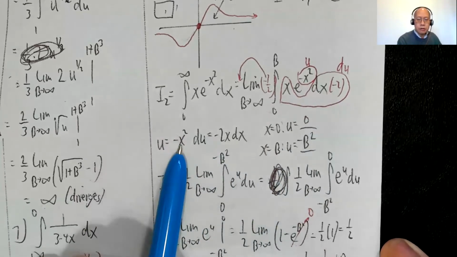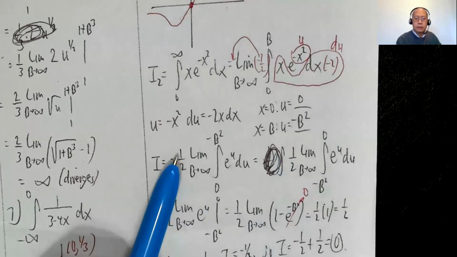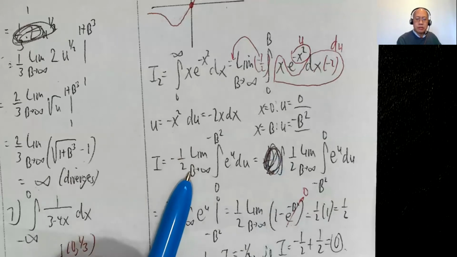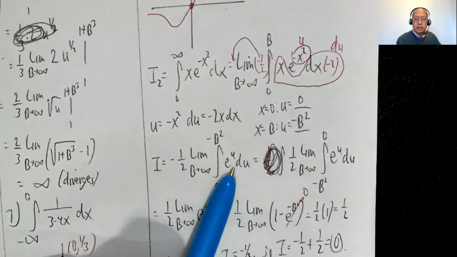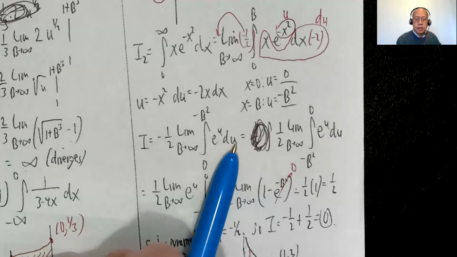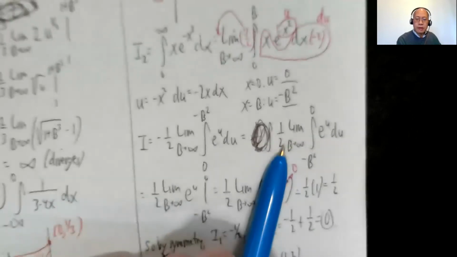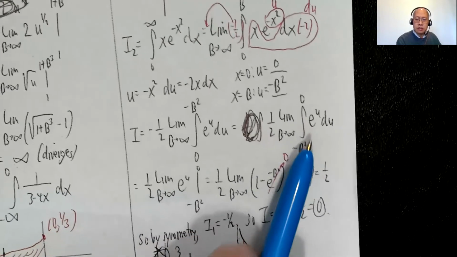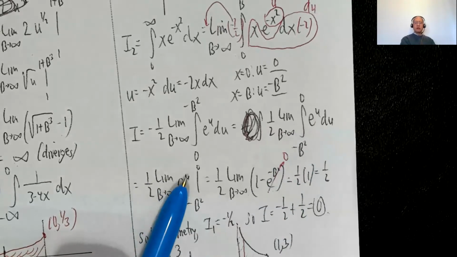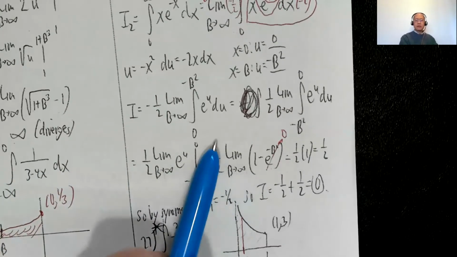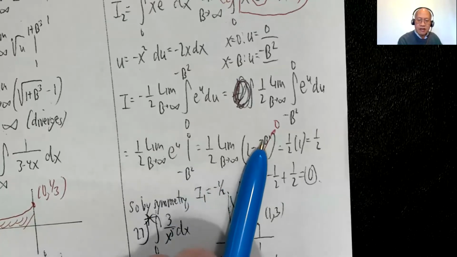If x is 0, plug in here, u is 0. If x is b, u is negative b squared. So my integral is negative 1/2, limit b approaching infinity of the integral from 0 to negative b squared of e to the u du. And I decided to flip these two and make that a positive. So positive 1/2, limit b approaching infinity, negative b squared to 0, e to the u du. The integral of e to the u is itself. So 1/2 limit b approaching infinity of e to the u from negative b squared to 0. Plug in 0, you get e to the 0, which is 1. Plug in negative b squared, minus e to the negative b squared.